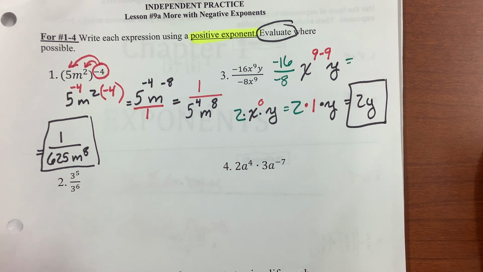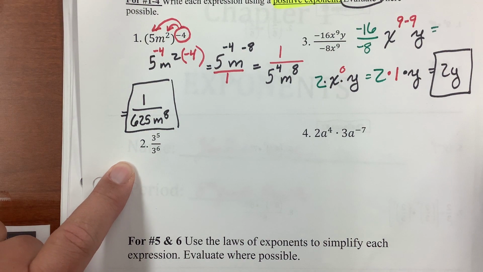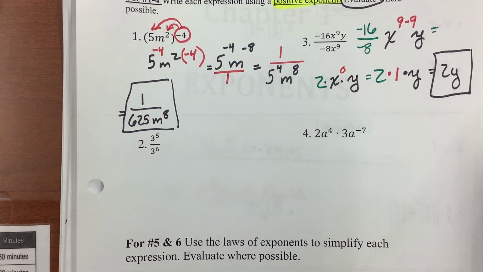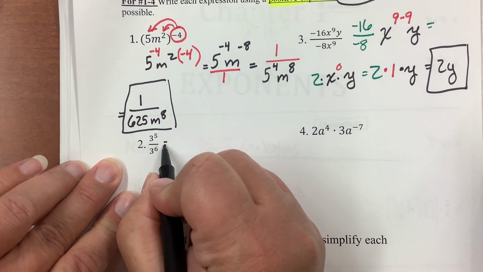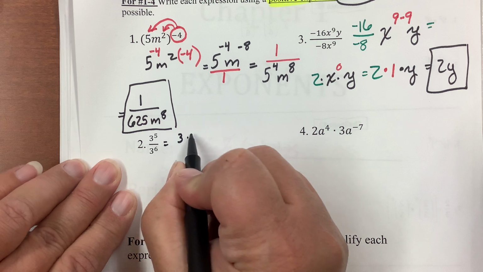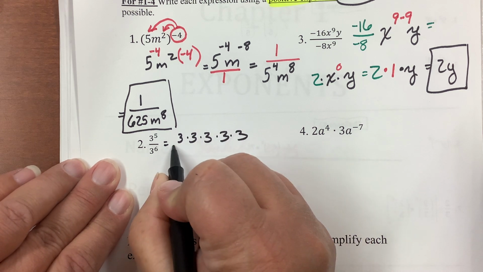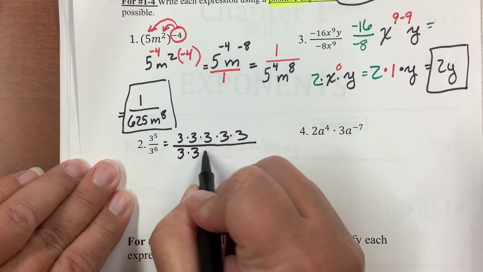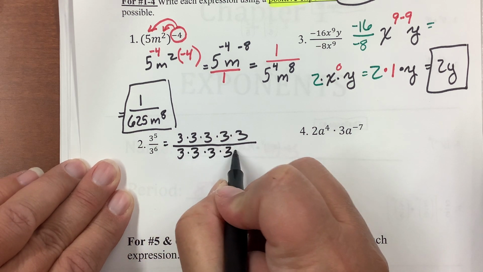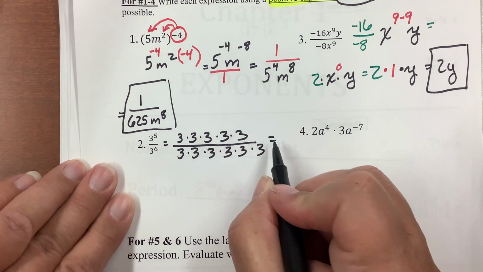Not too bad. The next one, I'm actually not going to use a law of exponents here. I'm going to fall back on something. I'm going to say 3 to the 5th power is 3 times 3 times 3 times 3 times 3 over 3 to the 6th power, which is 3 times 3 times 3 times 3 times 3 times 1 more 3. And that's going to equal what?